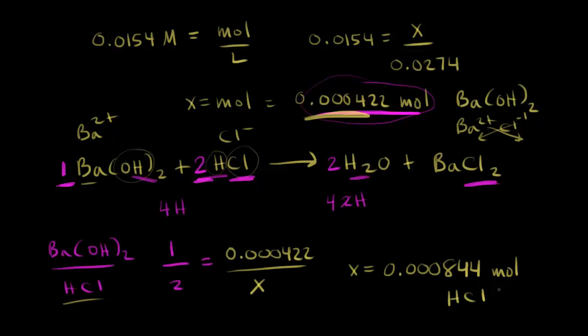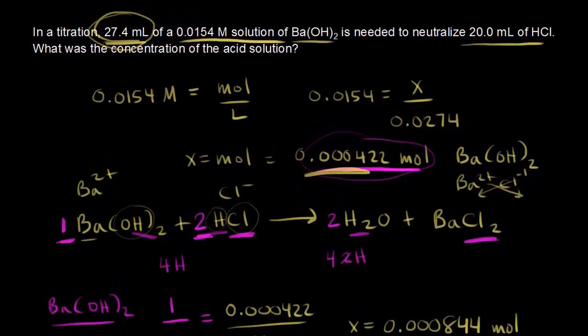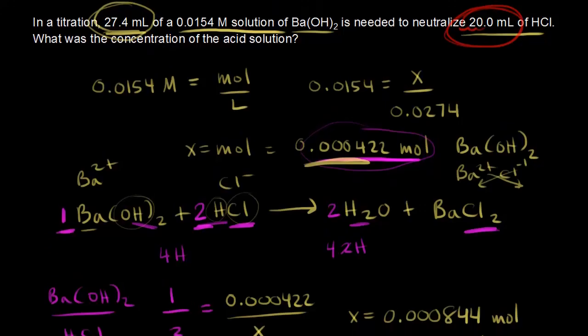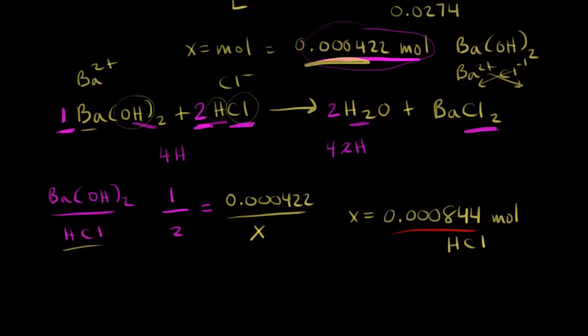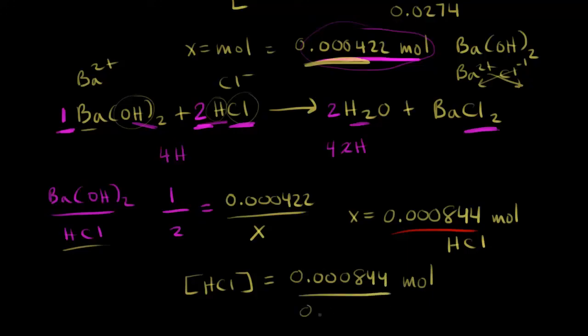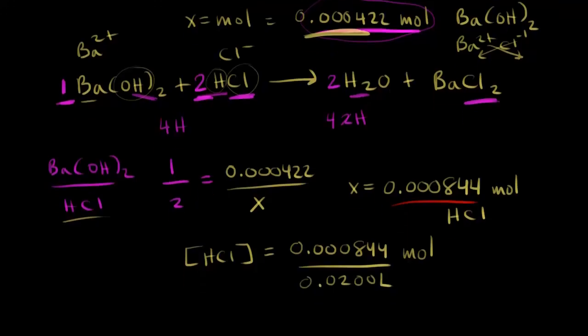All right, so finally, we just have to calculate the concentration of our acid solution. Let's go back up here so we can see what we started with. So we started with 20 milliliters of HCl. And 20 milliliters would be, move our decimal place, 0.0200 liters. So now we have moles and we have liters, so we can calculate the concentration. So the concentration of HCl in our original solution would be, we had 0.000844 moles. Divide that by liters, that was 0.0200 liters. 20 milliliters is equal to 0.0200 liters.